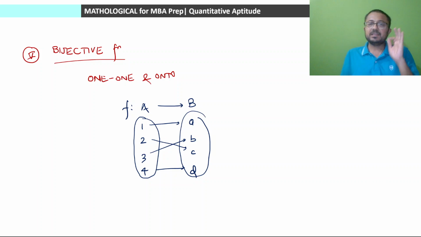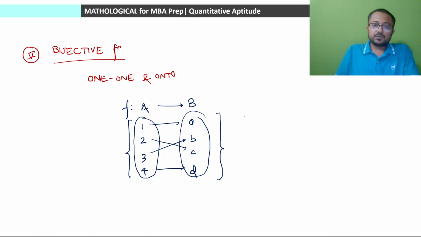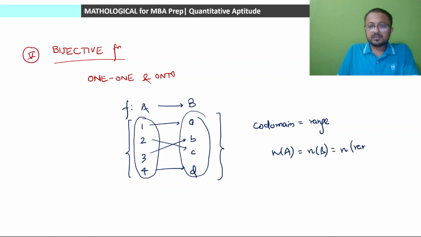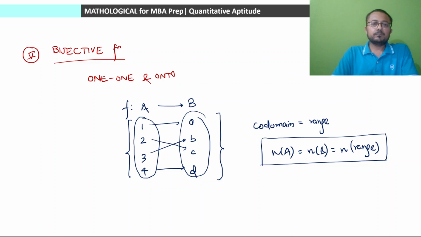And in such cases, when there is a function that is a bijective function, the number of elements in input set are always equal to number of elements in the set of range. ठीक है, codomain is equal to range, obviously because onto function. So number of elements in set A is equal to number of elements in set B is equal to number of elements in the set of range. Is that clear? Okay.